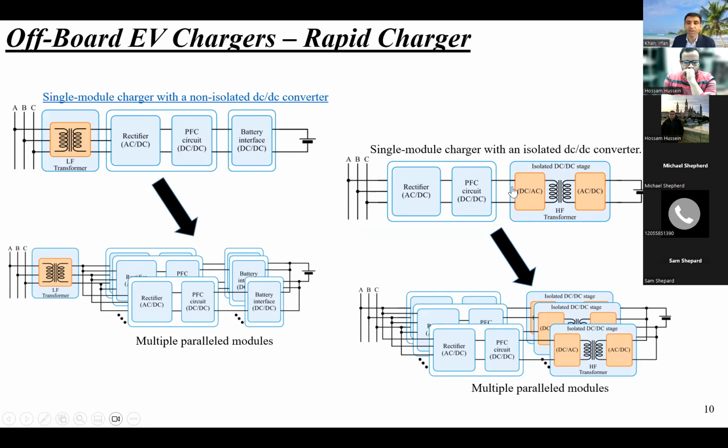Usually we prefer isolated topologies because the transformer is within that DC to DC converter, which has several benefits: smaller size, higher efficiency, less weight, better thermal management, all those benefits.